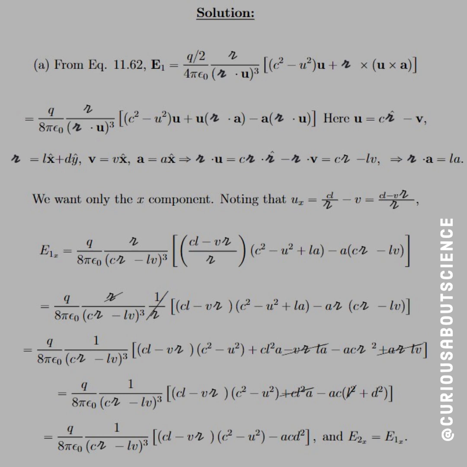So we get (c script R minus v script R) over script R, and now we'll just plug everything in. Not always necessarily the easiest or tidiest thing, but you can see line by line the cancellations and simplifications: expand, cancel, refactor, expand, cancel, refactor, that kind of thing. So in our final line, we are left with Q over 8 pi epsilon naught, 1 over (c script R minus Lv) cubed, and then we have a refactored (cL minus v script R) times (c squared minus v squared) minus a c d squared. And we note that E2 equals E1x, again due to the symmetry of the construction.